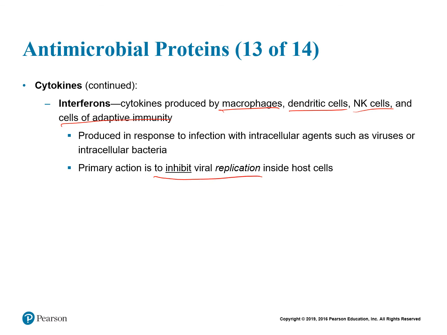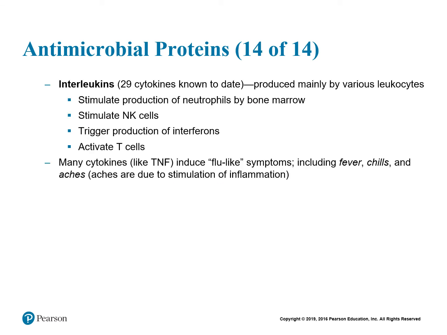So they're going to interfere with the replication of the virus inside of the cell. And then you have the ones that will give you nightmares, which are interleukins. There's 29 interleukins known to date. And they're responsible for stimulating the production of neutrophils, natural killer cells, trigger the production of interferons, and also activate T cells. So not only that, they're also responsible for inducing some of the symptoms that are going to help your body try to fight off the infection naturally.